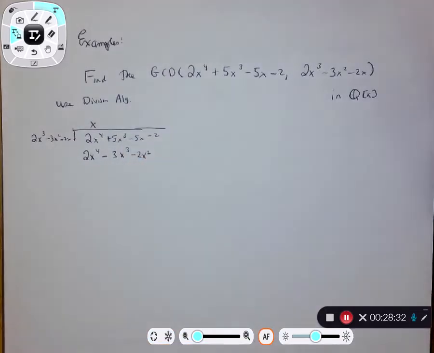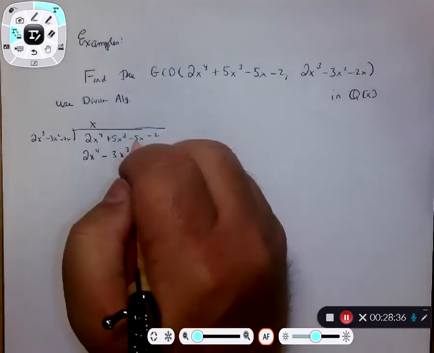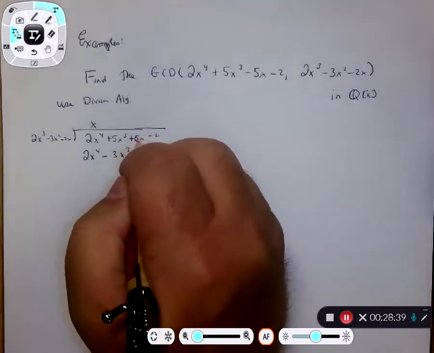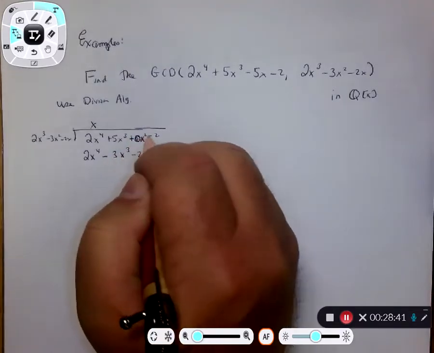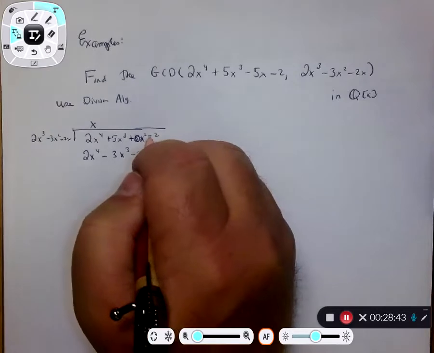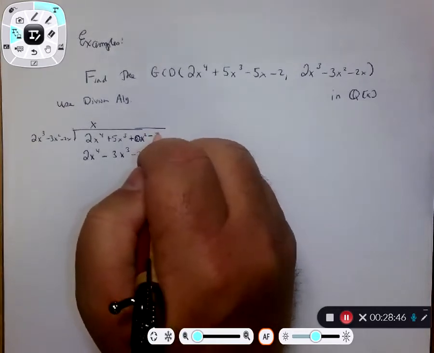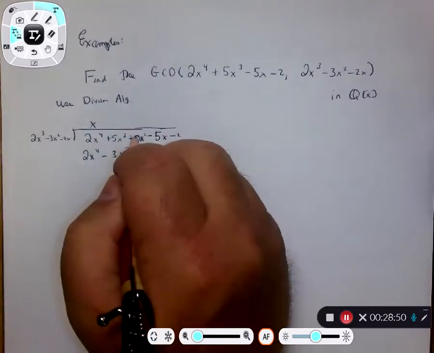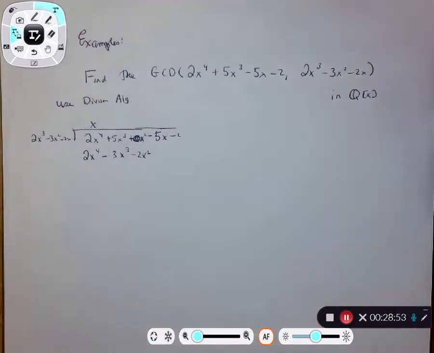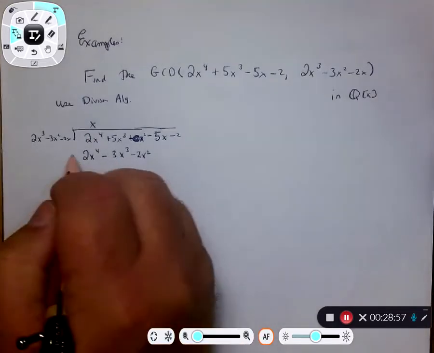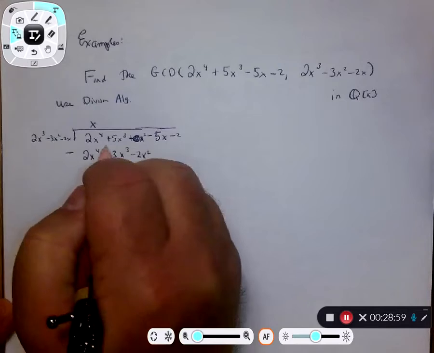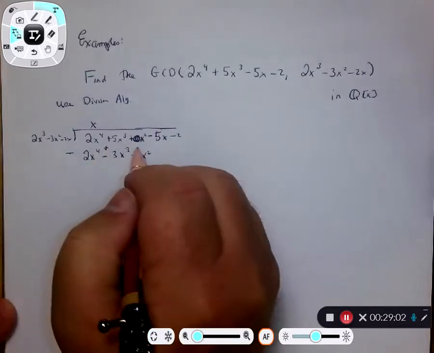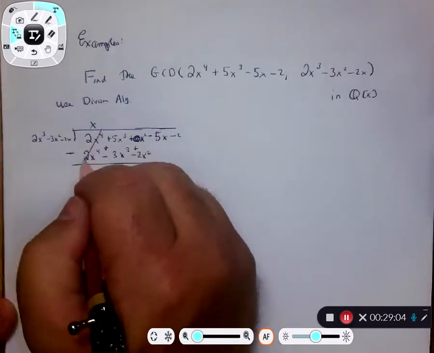But you'll also notice in this problem I've got a term missing. There's no x squared term, so I need to put that in there: plus 0x squared, minus 5x, and then minus 2. You always have to put your zeros in so things line up. Now it lines up. Once you distribute, you subtract and change your signs, so it becomes a minus, that becomes a plus, this becomes a plus. And the first term should always cancel.